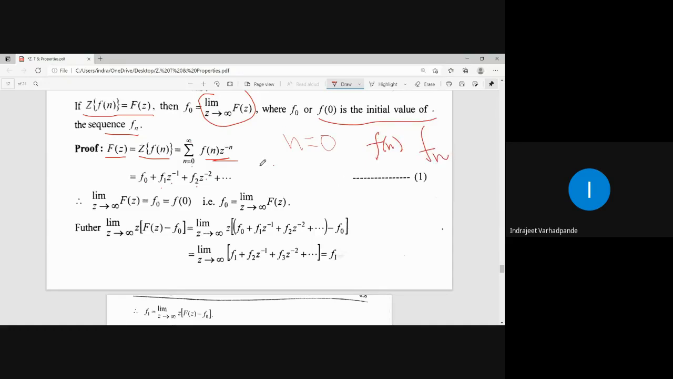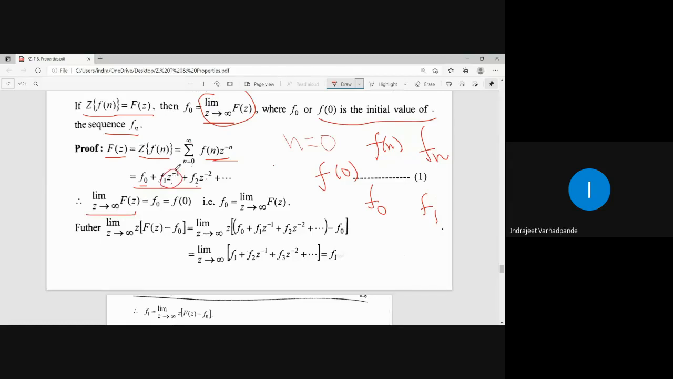Both are same. So here you will say that f of 0 is not visible. It is f suffix 0, f of 1. So this is f0, f1 z to the power minus 1, f2 z to the power minus 2 and so on. Now what should happen in the RHS? Z tending to infinity. Take limit z tending to infinity for this. Now z to the power minus infinity will become 1 upon z to the power infinity and that becomes 0.